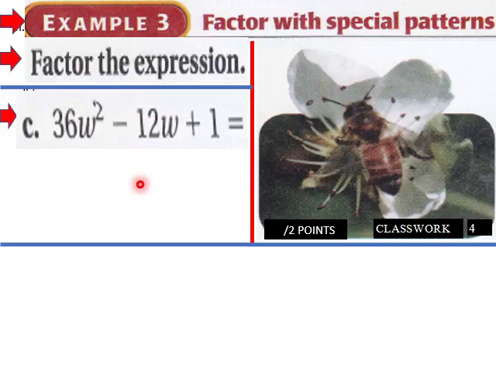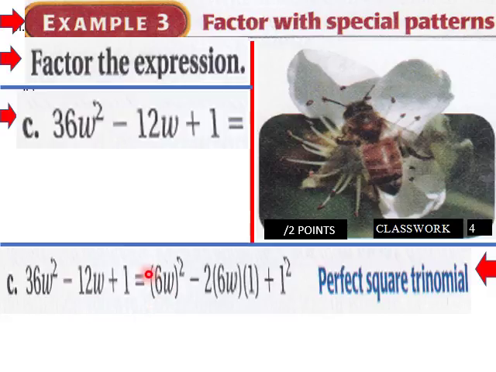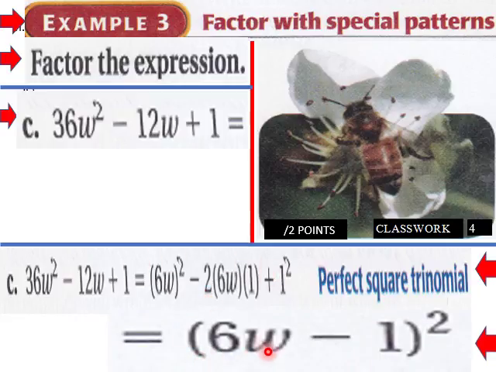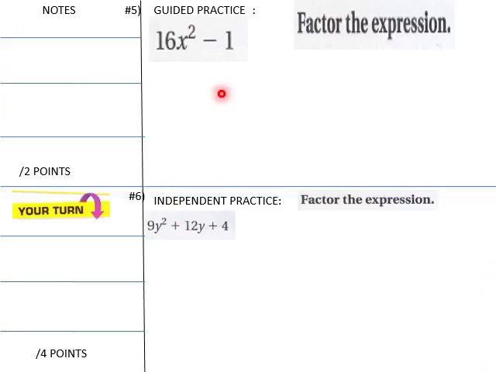And then we have factor the expression here, 36w squared minus 12w plus 1. Now we can break this down into 6w squared minus 2 times ab. This is a, then this would be b, plus 1 squared. This would be a perfect square trinomial. And then this can be reduced down to 6w minus 1. So 6w minus 1 squared is our perfect square trinomial for this one here.